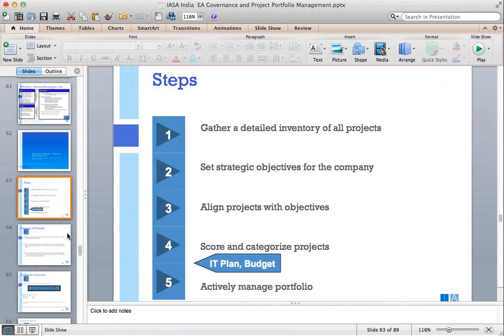Align projects with objectives, score and categorize projects. Again, we are still in project portfolio, but the success of the program management and also the projects go very well with the score and categorization of projects, especially because the sequence with which it needs to be handled, the delivery objectives, the business plans that it needs to meet. This is a highly complex step wherein you score and categorize the projects for their importance for bringing value, and that's where the IT plan and budget falls. And last but not the least, of course, is to actively manage the portfolio.